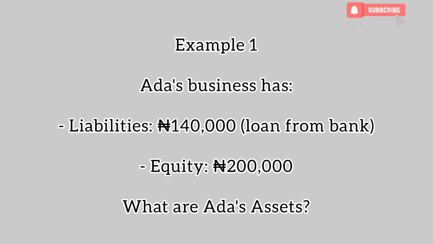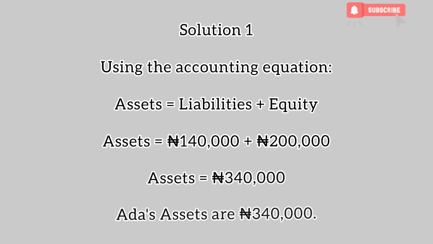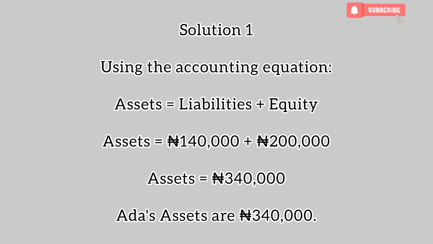Example 1. Ada's business has liabilities of 140,000 naira, consisting only of her loan from bank, and she has an equity of 200,000 naira. What are Ada's assets? Solution. To find Ada's assets, using the accounting equation from our previous knowledge, assets equals liability plus equity.